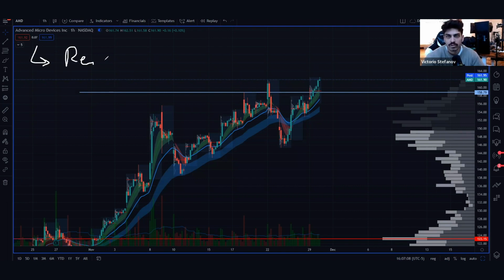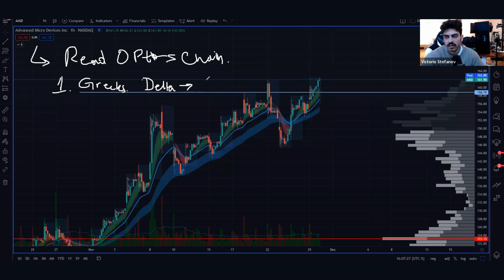So if we can read the options chain, we will understand, number one, the Greeks, right? We have to understand these variables. Delta allows us to identify what the probability more or less is of the option expiring in the money. We have gamma, right? And also delta is the gain for a $1 move in the underlying. Gamma is the rate of change of delta, right?